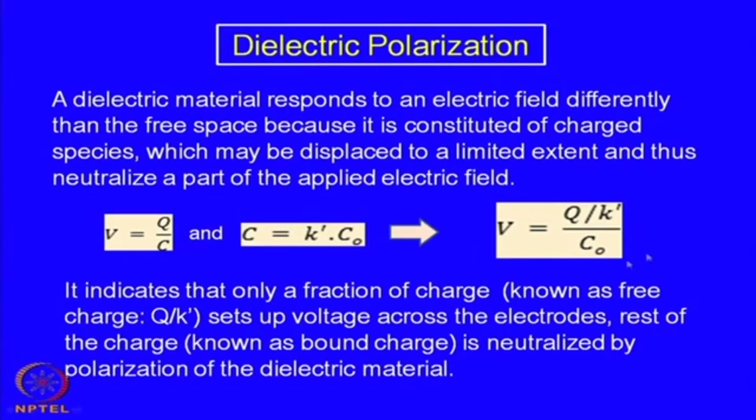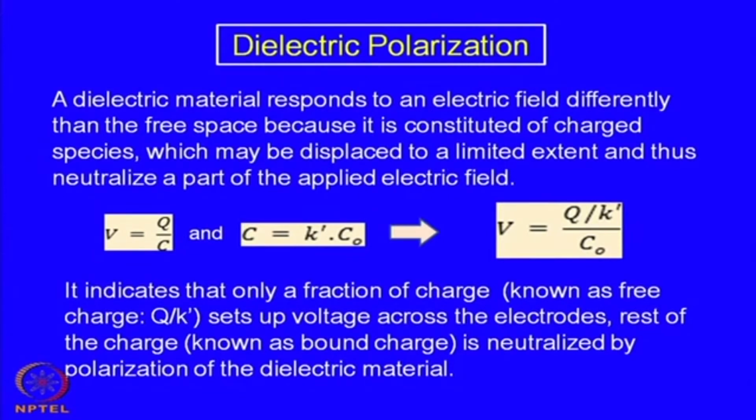So, you have basically a ratio of Q by K prime to C 0, where C 0 is the capacitance of the vacuum. It indicates that only a fraction of the charge, known as the free charge, which is Q by K prime, where K prime is a number, sets up the voltage across the electrodes, and the rest of the charge, known as the bound charge, is neutralized by the polarization of the dielectric material.